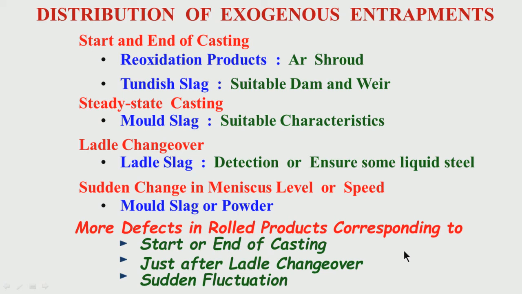So, you know what those locations are: whichever location corresponds to the start or end of casting, or ladle changeover during the casting process, or whenever there is a sudden change in meniscus level or speed. Those locations you identify when the casting is over, and those portions of the length of casting you try to keep separately, because it is expected that those portions of the casting will have inferior quality.